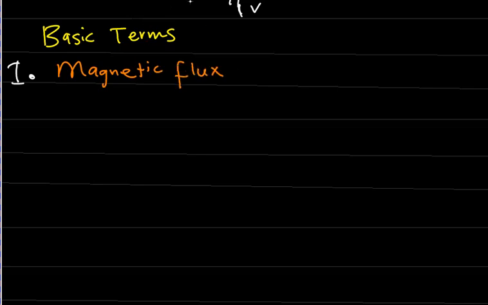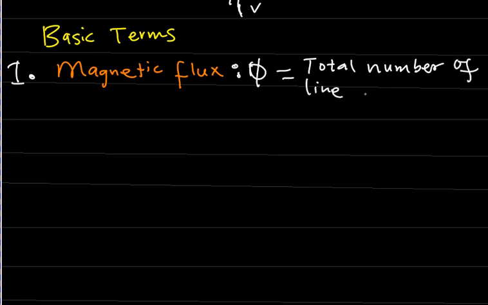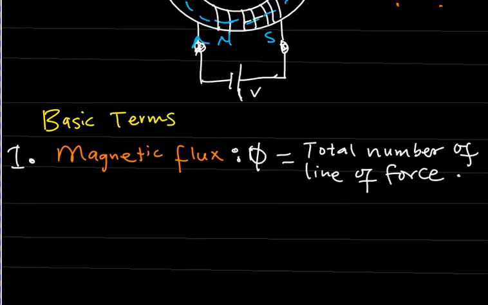Magnetic flux is actually the total number of lines of force. The symbol is phi. The total number of lines of force that is established in the magnetic circuit is the magnetic flux, and the SI unit is Weber, abbreviated as Wb. So please take note of this.